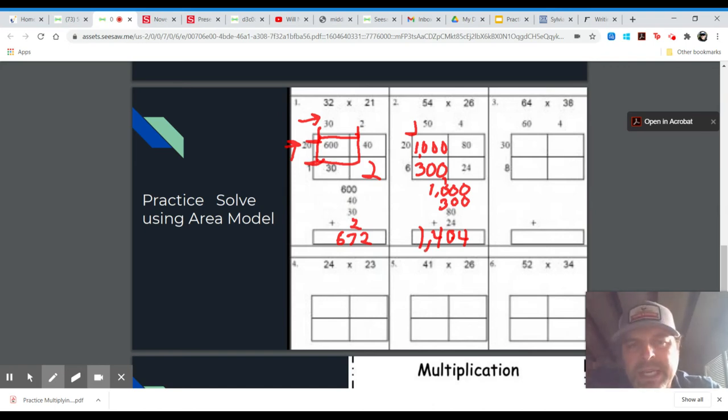Well, let's do it this way. 80 plus 20 is 100, right? So 80 plus 24 is 104. Plus 300 would be 404. So there's 404, and then plus 1,000 would be 1,404. Right?